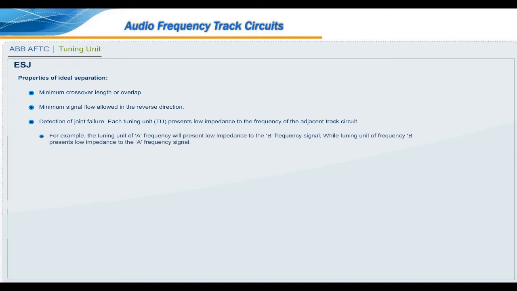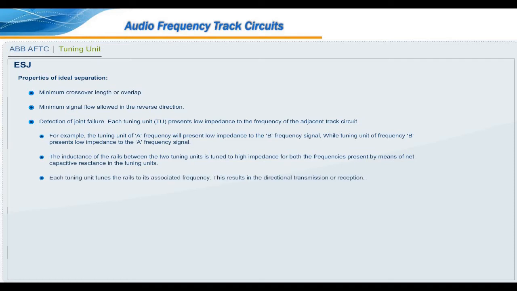For example, the tuning unit of A frequency will present low impedance to the B frequency signal, while the tuning unit of frequency B presents low impedance to the A frequency signal. The inductance of the rails between the two tuning units is tuned to high impedance for both the frequencies present by means of net capacitive reactance in the tuning units. Each tuning unit tunes the rails to its associated frequency. This results in the directional transmission or reception.